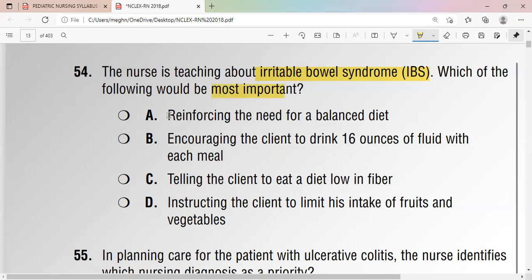The correct answer is reinforcing the need for a balanced diet. So the nurse should reinforce and educate the need for a diet balanced in all nutrients and fiber. Foods that often cause diarrhea and bloating associated with irritable bowel syndrome include fried foods, caffeinated beverages, alcohol, and spicy food. Therefore, answers B, C, D are incorrect.